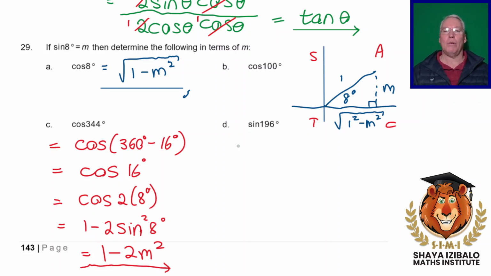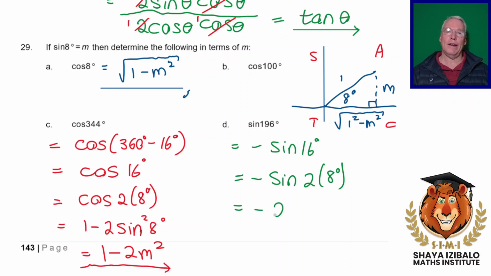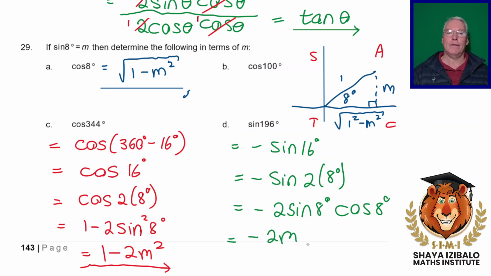Sine of 196. Well, we're in quadrant 3, 16 degrees past the horizontal axis. This is going to be negative sine of 16 degrees. Now, sine of 16 is actually sine of 2 lots of 8 degrees, so this is going to be negative 2 sine 8 cos 8. We're using our double angle formula for sine. Sine of 8 we know is m, so this is going to be negative 2m, and cos of 8 we know is the square root of 1 minus m squared. And there we have it.